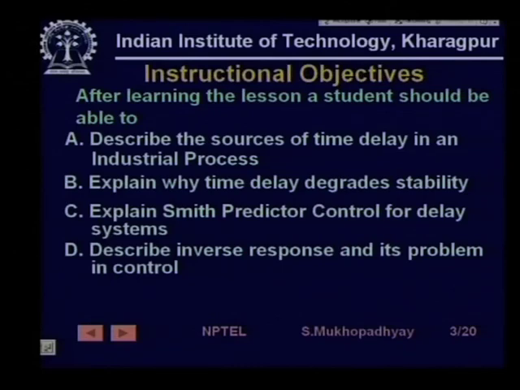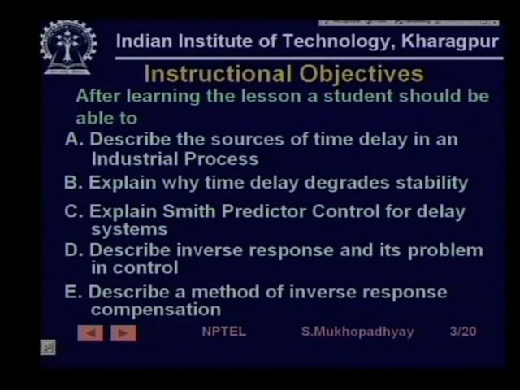Similarly, for inverse response processes, we have to first of all know what is inverse response and how it arises, and at least an example, and what kind of problems it causes in control, and then see one method again of inverse response compensation. So, this is what we are setting out to learn today.